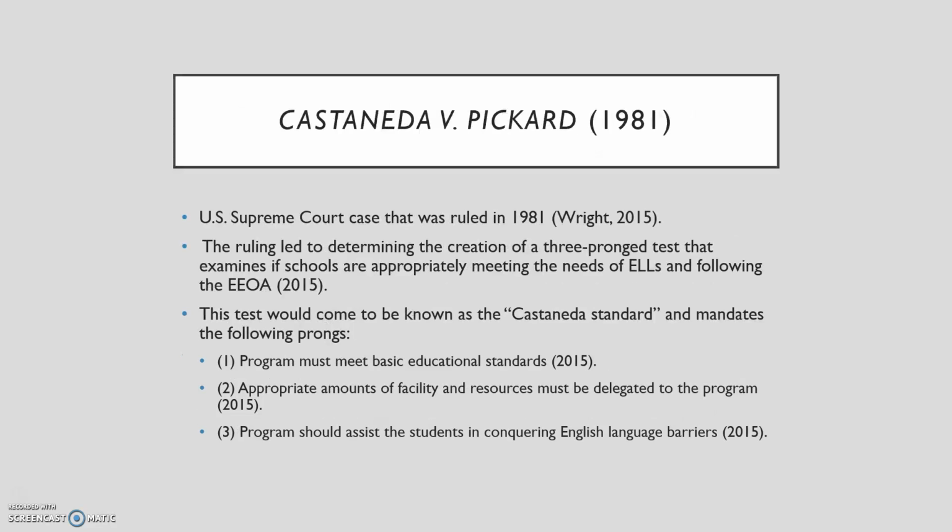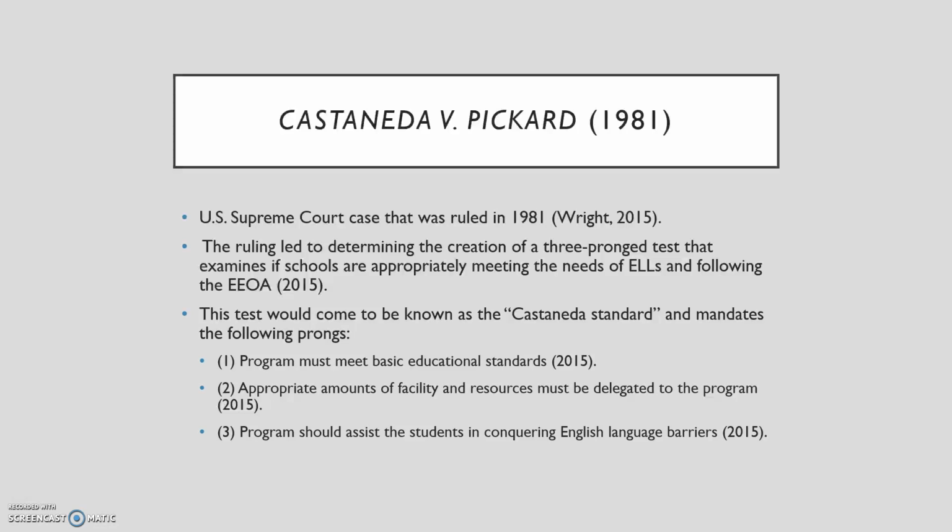Castaneda v. Pickard, 1981. Castaneda v. Pickard was a U.S. Supreme Court case that was ruled in 1981. The ruling led to the creation of a 3-pronged test that examines if schools are appropriately meeting the needs of ELLs and following the EEOA. This test would come to be known as the Castaneda Standard and mandates the following prongs.